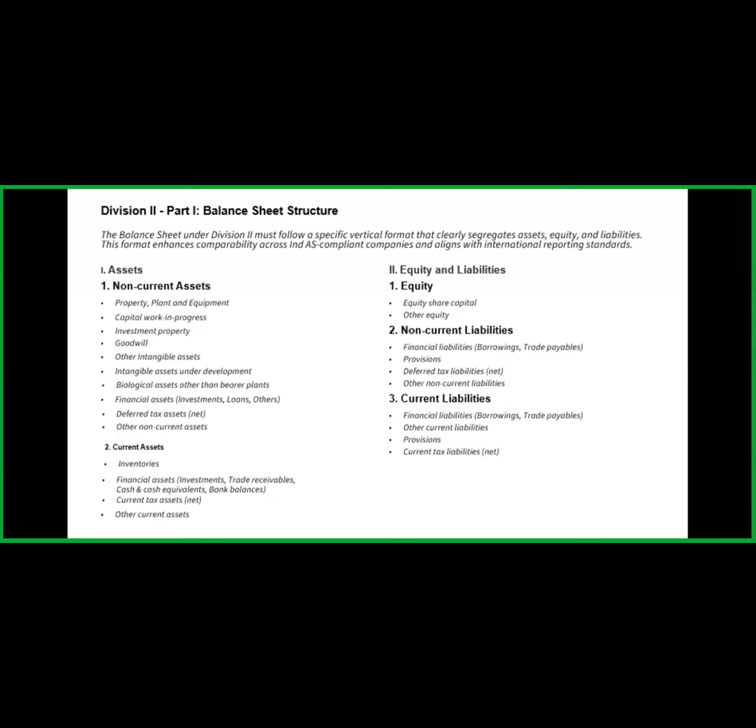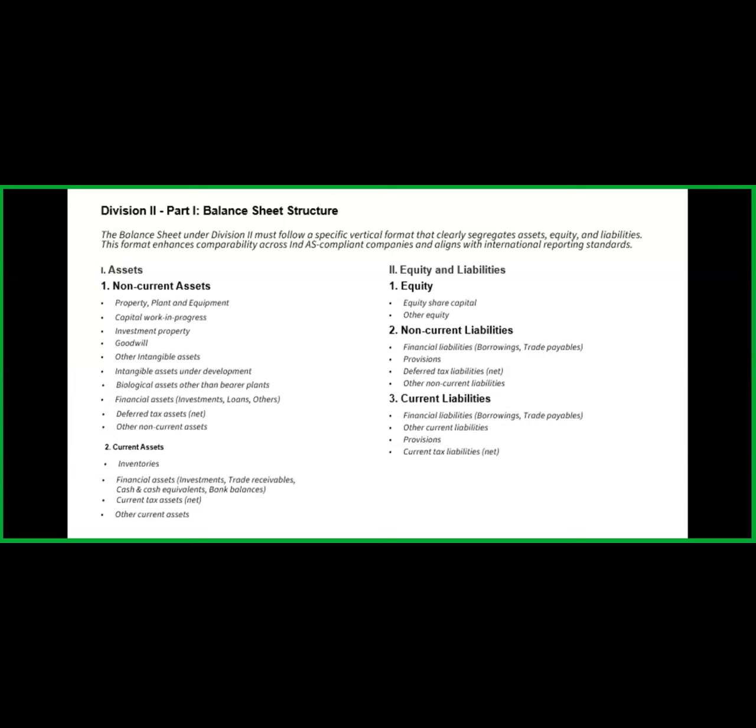In assets, there are two types: non-current assets and current assets. First we understand what non-current assets are. Non-current assets are those assets which we cannot convert easily into cash or money. If we want to convert those assets into cash, we require a time period of more than 1 year, and all such assets we call non-current assets.